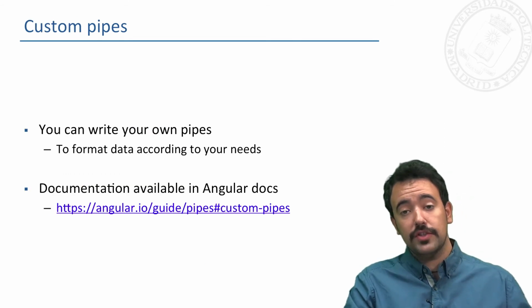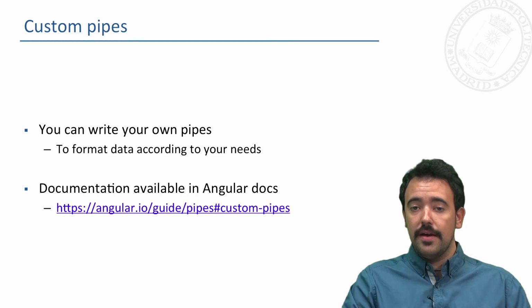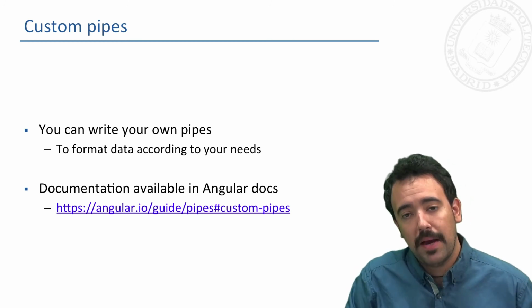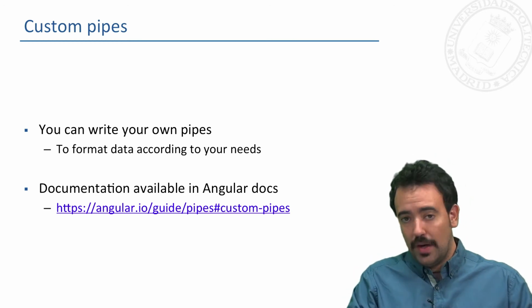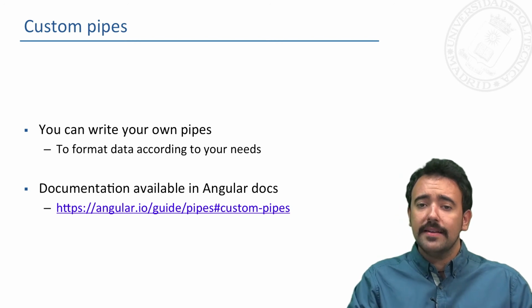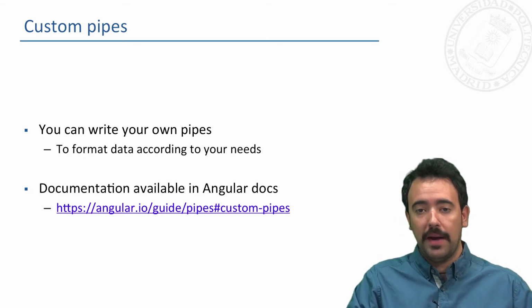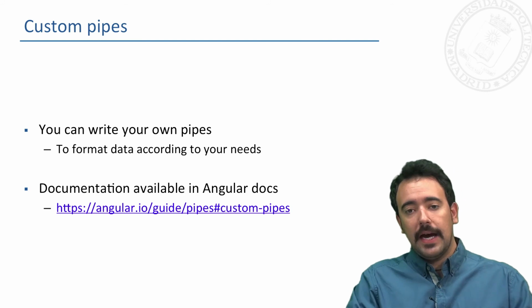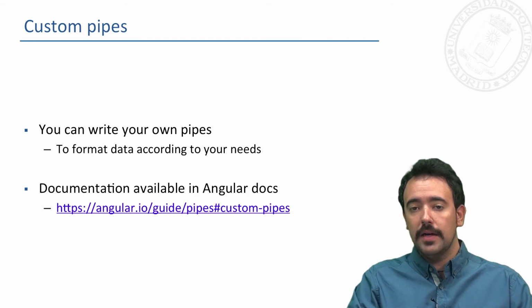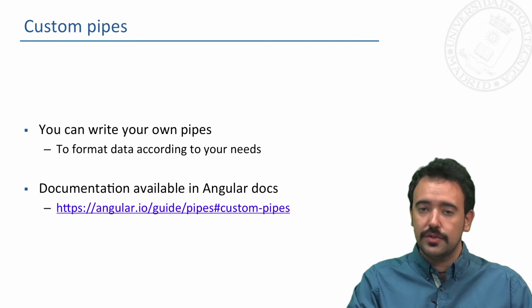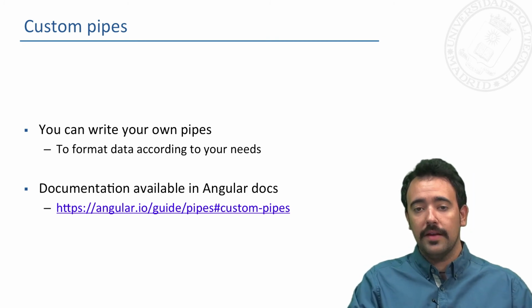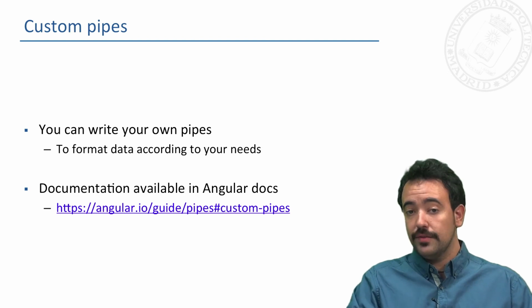Finally, of course, these are the filters, the pipes that Angular offers to us by default, but we can write our own pipes. Here I pass you the link where you can check the advanced documentation of Angular in order to write your own pipes.